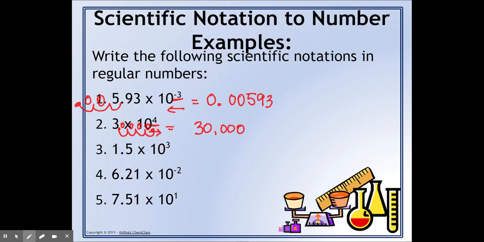Continuing with the answers. Number 3 is 1.5 times 10 to the 3rd. That exponent 3 is positive. So again, we're going to move to the right. 1, 2, 3. Fill with zeros. Our new number is 1,500.